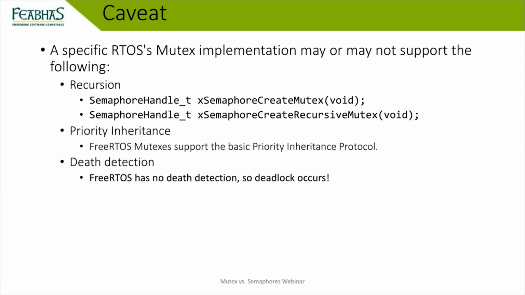FreeRTOS does, as an example, but certainly older ones may not. And be careful that you have two APIs. So even within FreeRTOS, we have create mutex and create recursive mutex. So we've got to get the right one for the type of work we want to do.